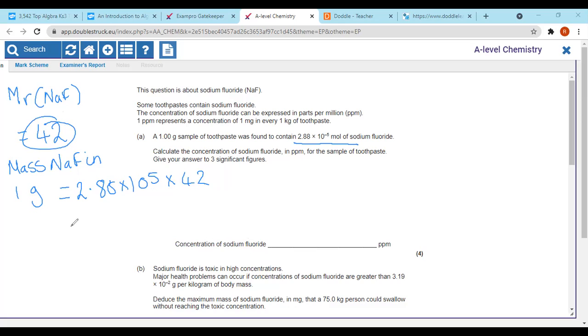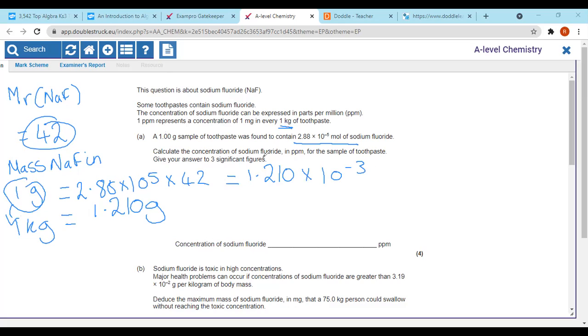1.210 times 10 to the power of negative 3 grams. Then we're going to do it in 1 kg. So basically what I've done there is, our answer here would have been 1.210 times 10 to the power of negative 3. Because we want to change it from grams to kilograms, because the original question was asking us to talk about kilograms, we need to convert this into kilograms.